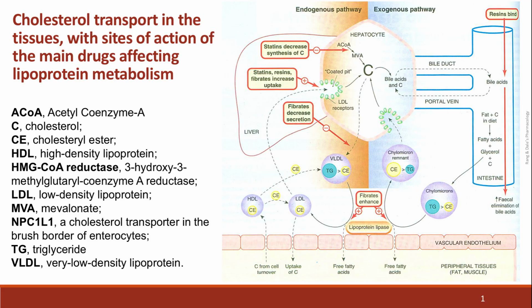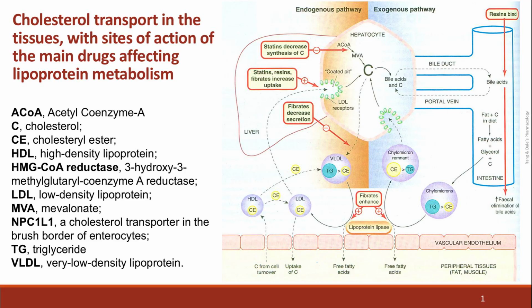In the endogenous pathway, the liver packages triglycerides and cholesterol esters into VLDL, very low-density lipoproteins. As VLDL circulates, lipoprotein lipase again removes triglycerides, converting VLDL first to IDL and eventually to LDL. Low-density lipoprotein, LDL, delivers cholesterol to peripheral tissues but also contributes to atherosclerotic plaque formation when present in excess. At this point, fibrates act.